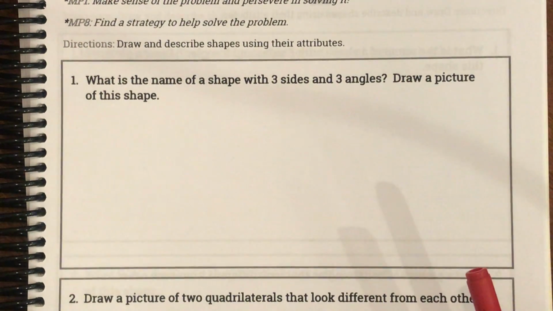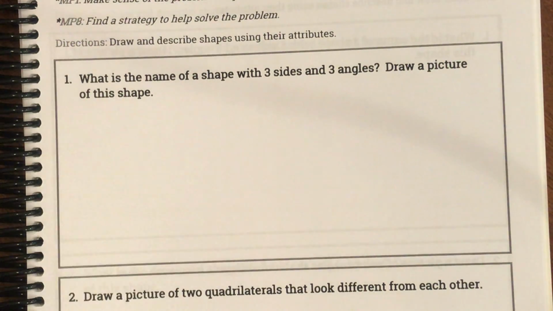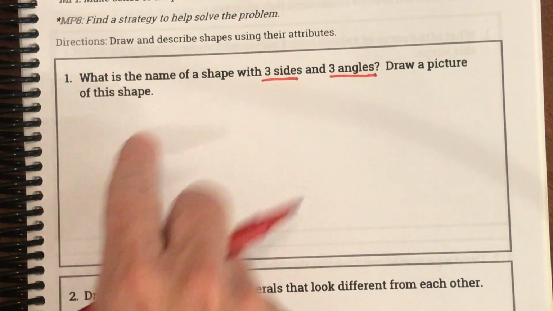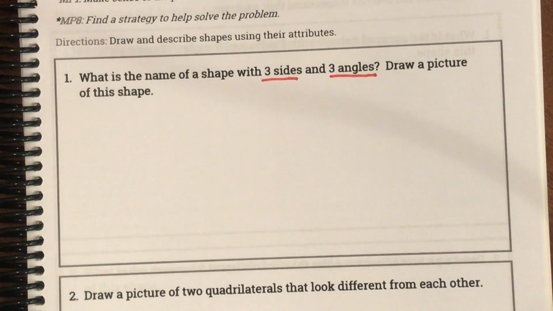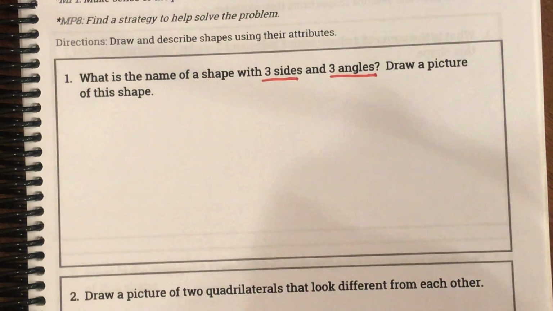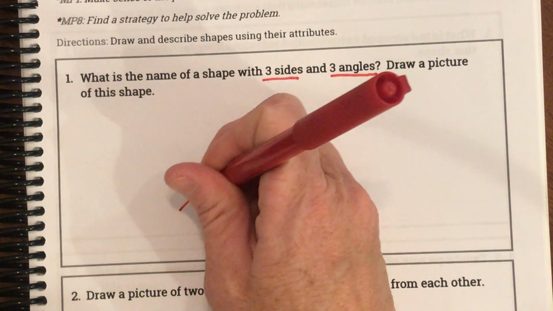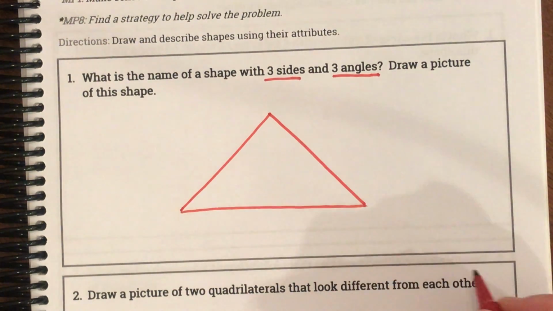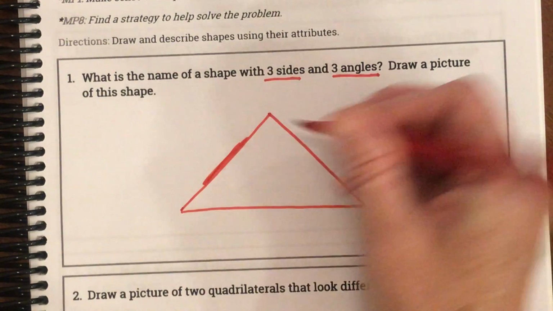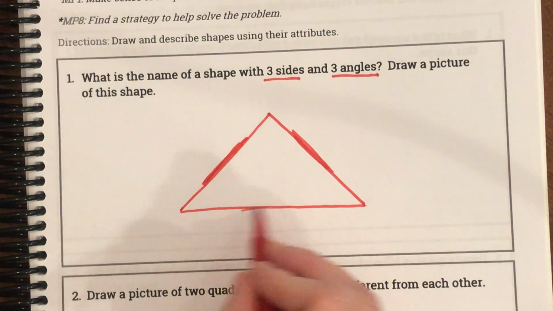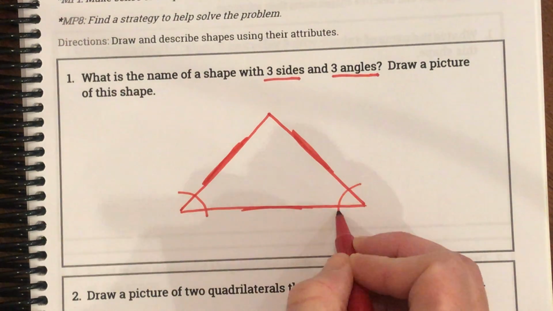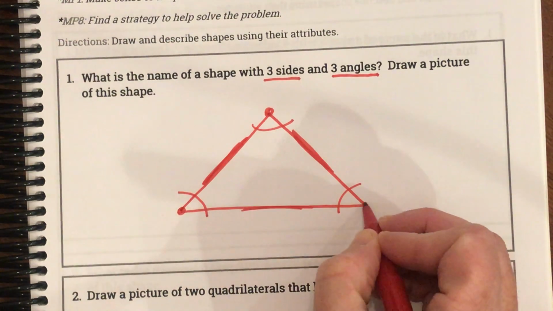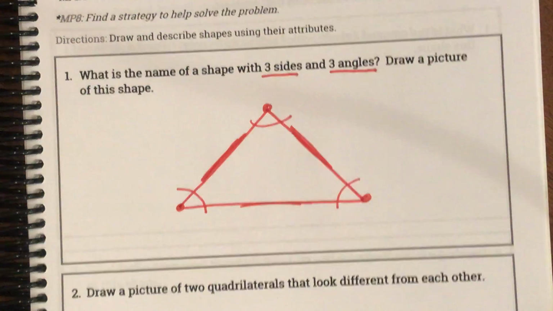My first example says, what is the name of a shape with three sides and three angles? Draw a picture of this shape. So what shape has three sides and three angles? I know that that's a triangle. So I need to draw a closed, flat shape that has three sides and three angles. So here's my first side, a second side, a third side, and these are my 1, 2, 3 angles. And these are my vertexes. 1, 2, 3 vertexes.